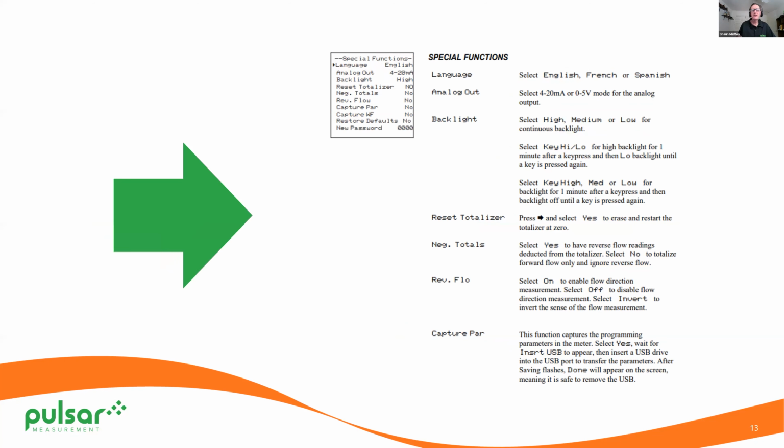So special functions: you can change the language, change how long the backlight stays on, or change the password. The other really cool thing about this device that people don't know, as if there weren't enough cool things about it, is we can measure reverse flow as well. If your water's running one direction and then there's backflow and it's running another direction, as long as the pipe is full, we can capture all that. If you go in and where it says reverse flow, you hit yes.